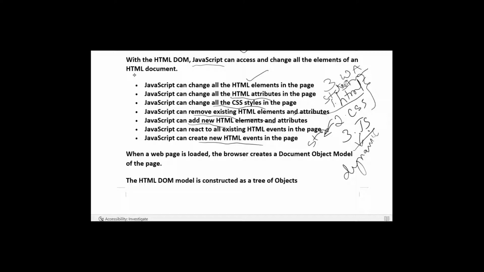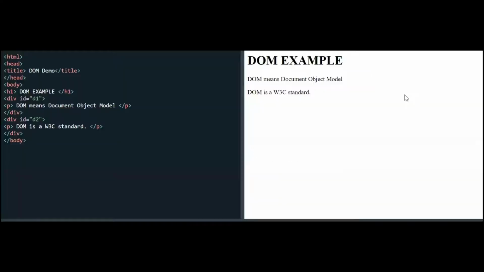When a web page is loaded, the browser creates the Document Object Model, and this document object model is constructed as a tree of objects. Let me show you a basic HTML and how the tree structure looks. Friends, I have created one HTML document. This is the start tag of the HTML and this is the end tag. Then this is the head tag, and the head tag ends over here. Between the head tags you have the title tag, where it is written as DOM demo.